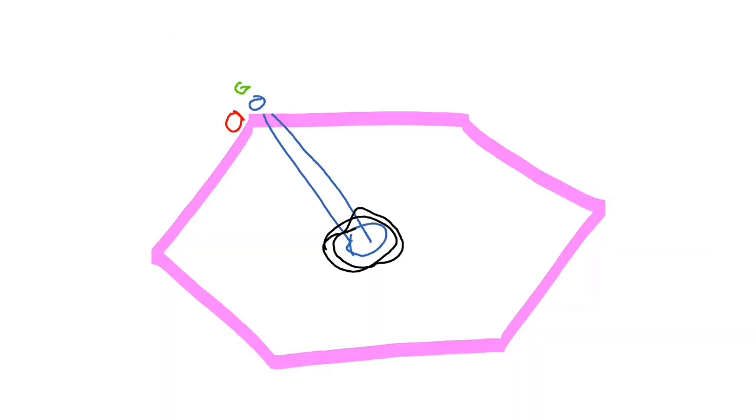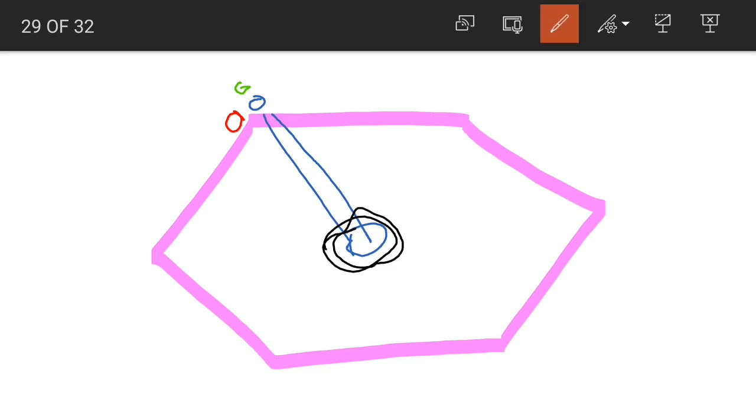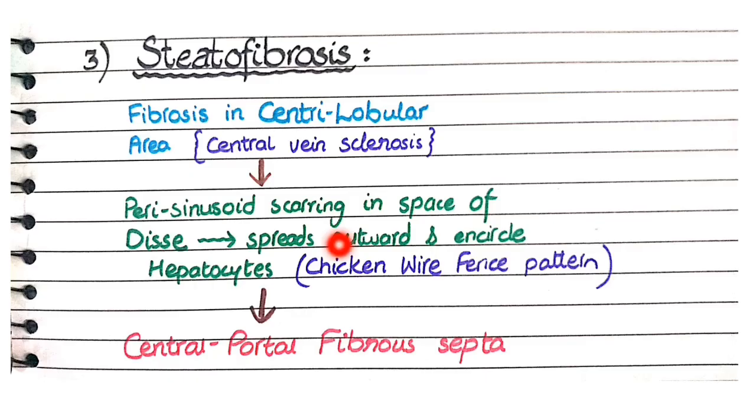So here this is a hepatocyte lobule. You know that this is the central vein, and at the corner there are portal tracts that contain the portal venule. Now this central vein is connected to the portal venule through a capillary-like channel that is known as hepatic sinusoid. Now surrounding this hepatic sinusoid is a space that is known as space of Disse. So what happens, that scarring starts to develop in this space of Disse, and this scarring spreads outward and encircles hepatocytes in a chicken wire fence pattern.